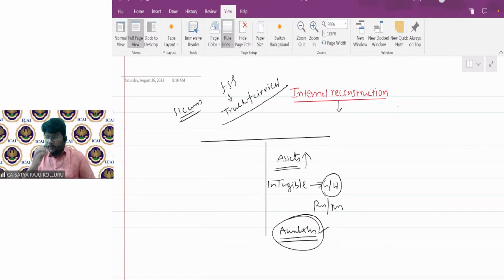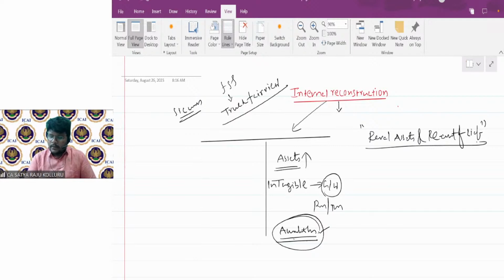Then the company wants to show the financial statements in a true and fair view manner. For that purpose, the company adopts the internal reconstruction procedure. So in such an internal reconstruction procedure, what generally happens, sir? Revaluation of assets may happen and reassessment of liabilities also occurs. That is, revaluation of assets and reassessment of liabilities may occur.